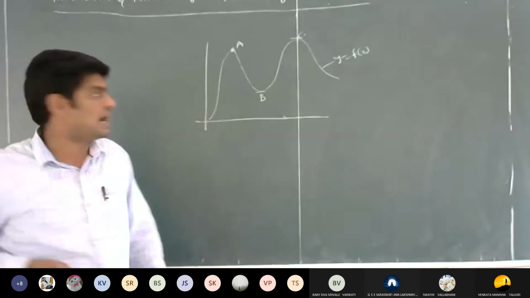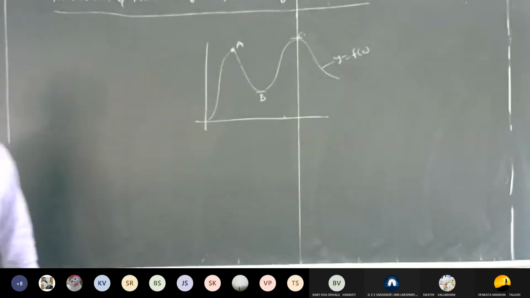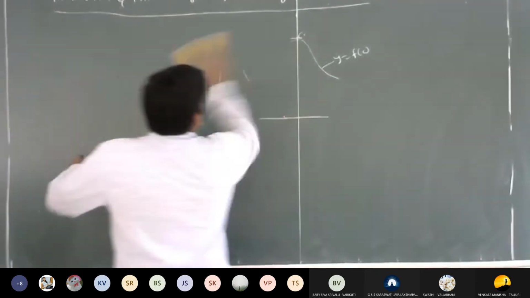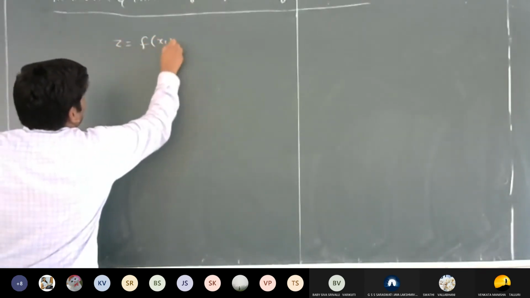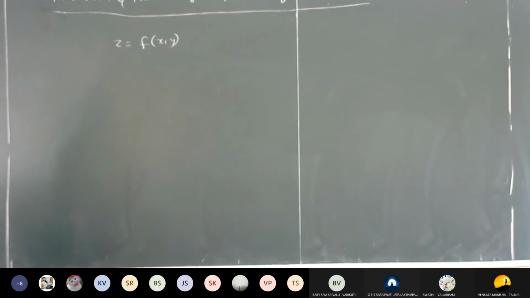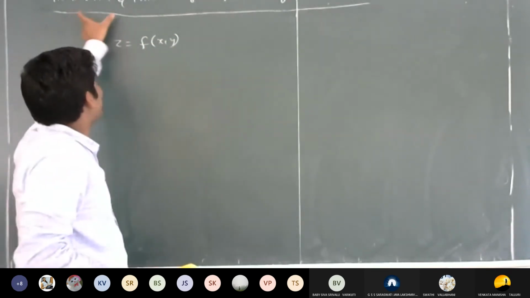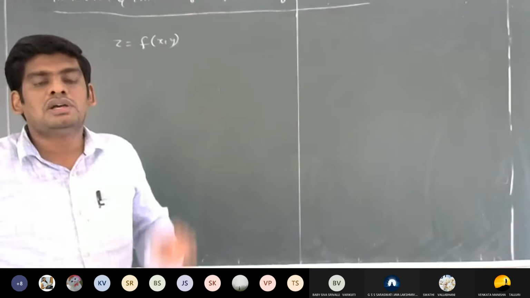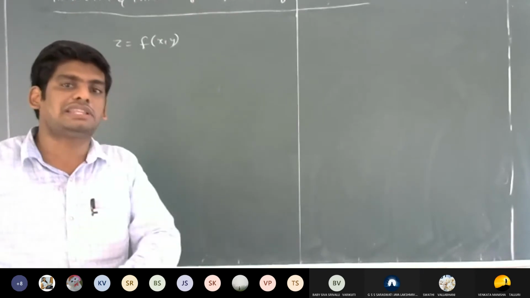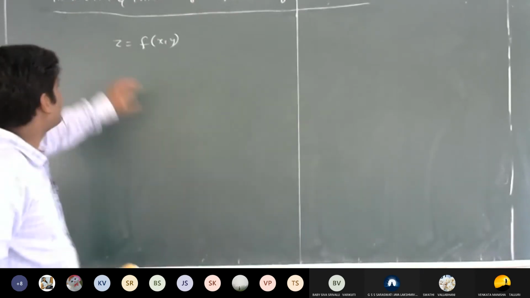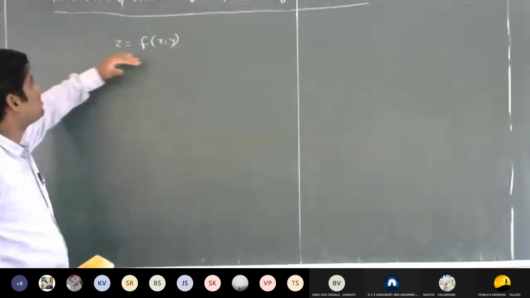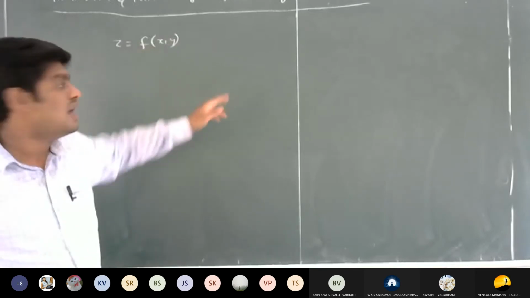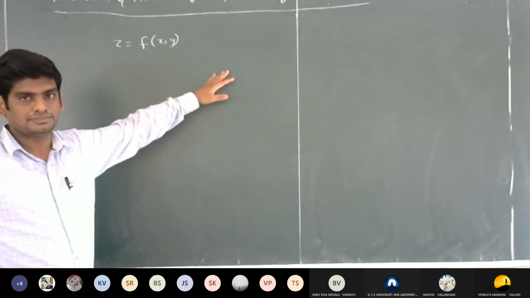Now we are going to discuss the maxima and minima of a function of two variables. Suppose z is any function, that is equal to f of x comma y. Simply, maxima and minima are called extreme values. Extreme values are nothing but maximum and minimum values. So if I consider the function z, a function of two variables, we are going to calculate the maximum and minimum values of the function z is equal to f of x comma y.